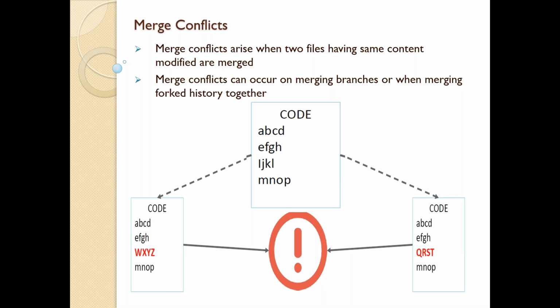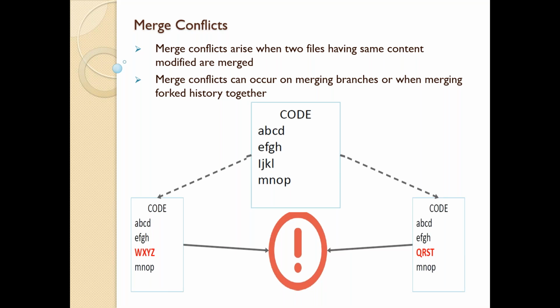When you sit for your interview and they talk about Git, they may ask what a merge conflict is and how you will resolve it, right? This is how we resolve the merge conflict. Merge conflicts arise when two files have the same contents modified and merged. I have first.txt, you also have first.txt. I have 3 lines, you have 3 lines. Both are trying to change the third line and check in at the same time, right? You will get a merge conflict.